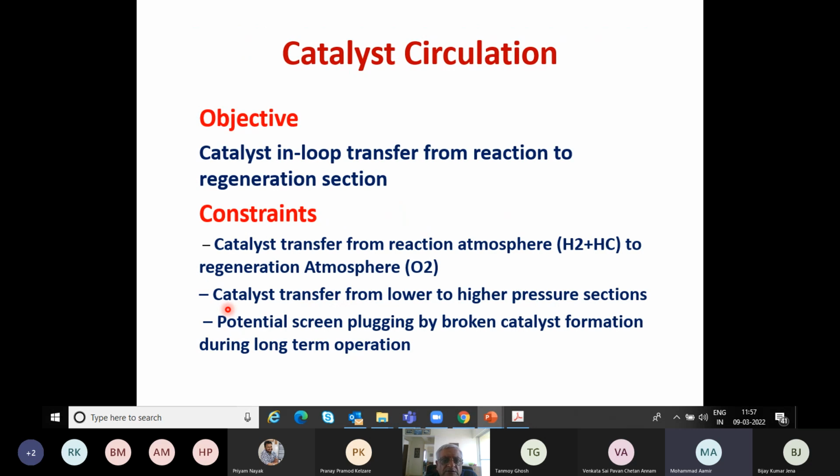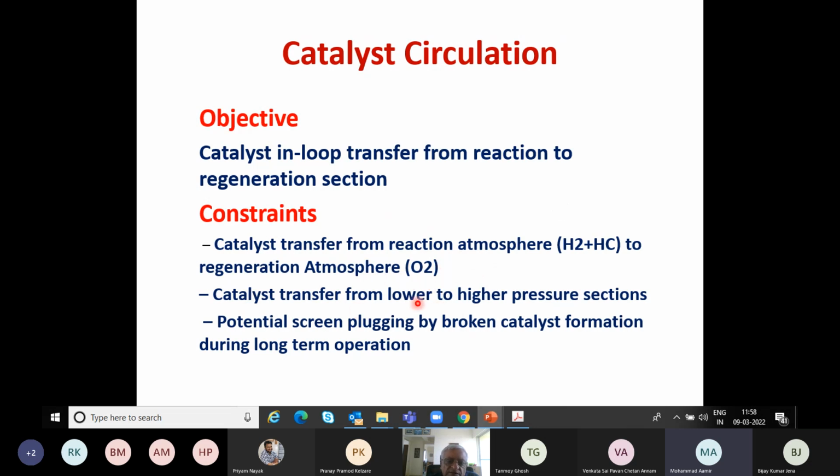So coming to the catalyst circulation, basically the objective is to transfer the catalyst within the loop from one reactor to the other in case of Axens technology, and from the reactor to the regenerator in both these technologies. The constraint, of course, is that when you transfer the catalyst from the reactor to the regenerator, you're going from a hydrogen-rich atmosphere to an oxygen-rich atmosphere. So basically, you have to be very careful when you transfer the catalyst.